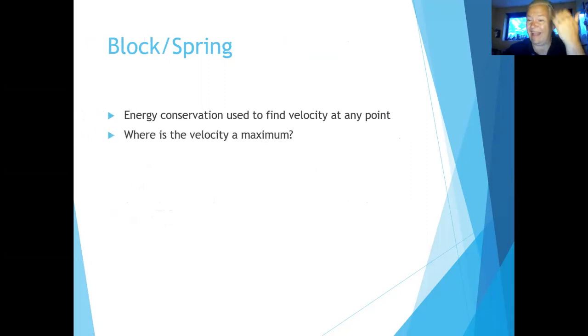So I kind of already mentioned this, but where is the block going the fastest? Where I've taken all the spring potential energy and I've converted it into kinetic energy. Where is that at? Well, it's at equilibrium. It's at equilibrium because I have no displacement at that point. So all the energy I've got is going into kinetic energy.